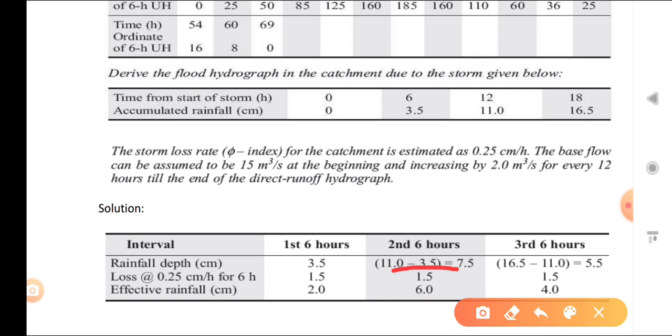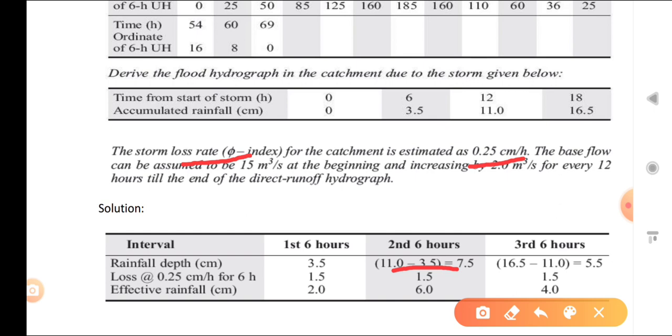Also you can see a storm loss is given, the phi index, and its value is 0.25 centimeter per hour. So the loss is given as 0.25 centimeter per hour for 6 hours. In the next row we have to find the effective rainfall. To convert the unit hydrograph to the DRH, we multiply the ordinates of the unit hydrograph by the rainfall excess. Then we will find the ordinates of the direct runoff hydrograph.